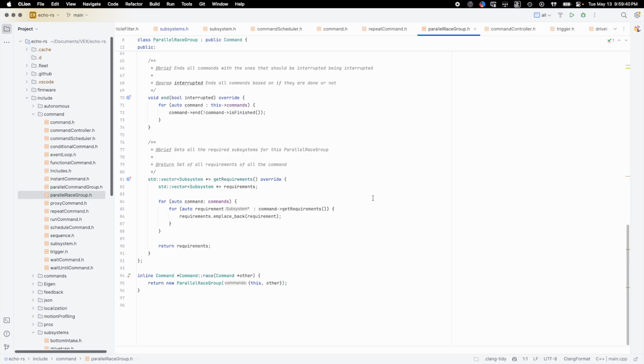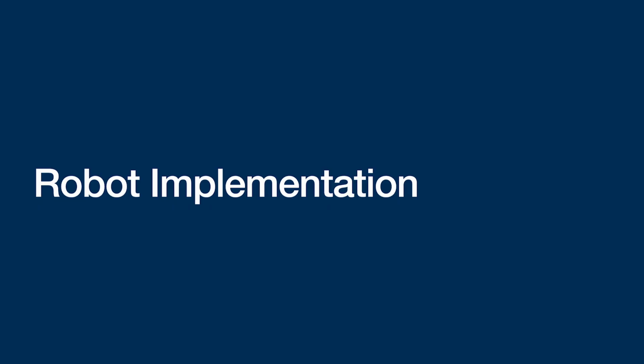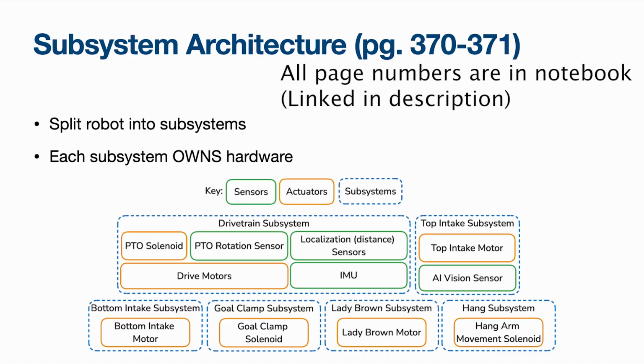I hope you understand at least overall how this command scheduler works with all the commands and makes sure that they're scheduled properly. And then we'll move on to how you should implement your commands and the best practices for implementing commands and subsystems in your own code. Okay, so now going into the robot implementation of the command scheduler. First, I'll talk about the subsystems.